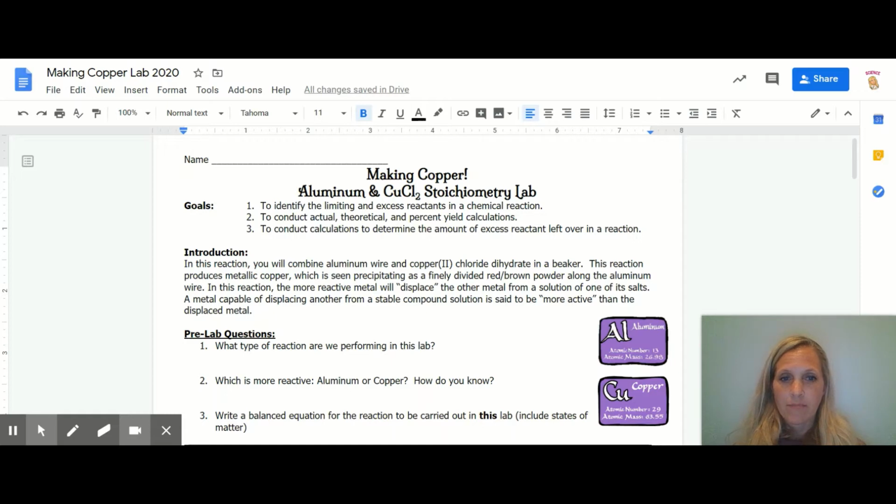When the aluminum and the copper 2 chloride react, one of the metals is going to replace the metal ion in the salt, and we are going to be able to produce copper and a new ionic solution. The copper will form as little red pieces of powder along the aluminum wire.